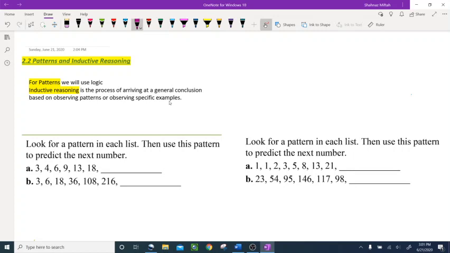specific examples. Now, conjecture is a powerful method of drawing conclusions, but we can never be absolutely certain that these conclusions are true. For this reason, the conclusions are called conjectures, or educated guesses.